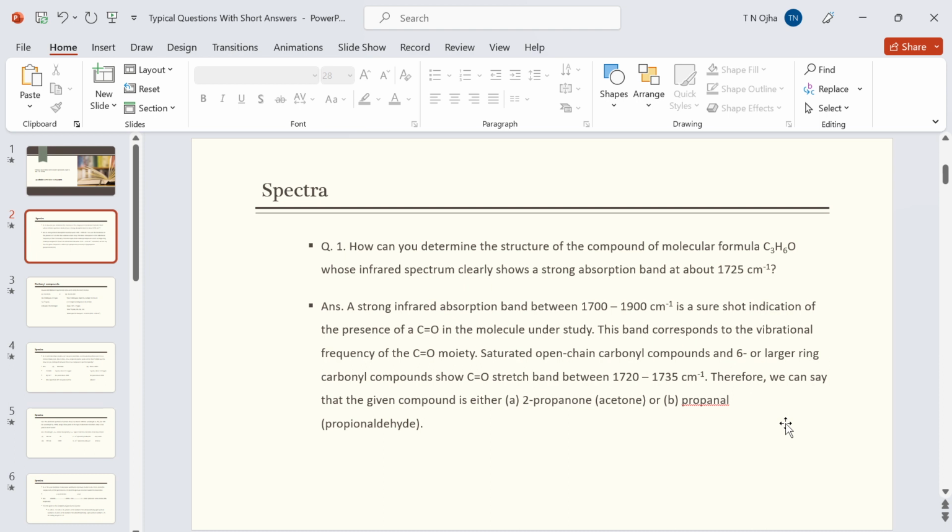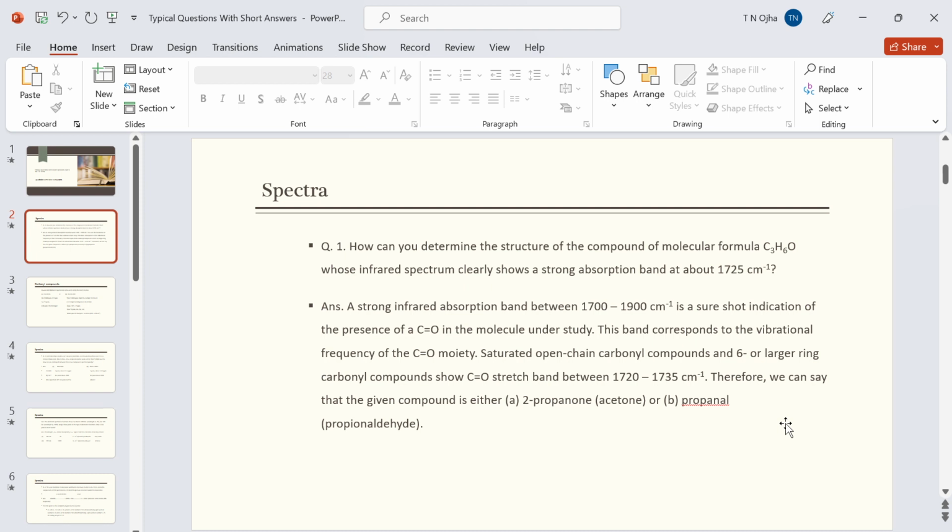How do we proceed? A strong infrared absorption band near 1700 to 1900 per centimeter is a sure shot indication of the presence of C=O in the molecule. This band corresponds to the vibrational frequency of the C=O bond. For saturated open chain carbonyl compounds and ring carbonyl compounds having rings 6-membered or larger, the C=O stretch band appears between 1720 to 1735 per centimeter.